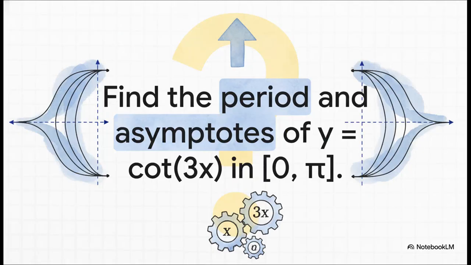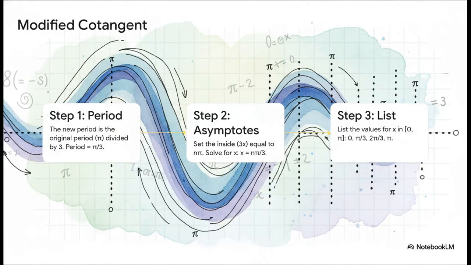Okay, time to level up a bit. So, what happens when we throw a little curveball in there, like putting a 3 inside the function? This changes the period and the asymptotes, so we need to find both for the interval from 0 to pi. Okay, let's break it down.